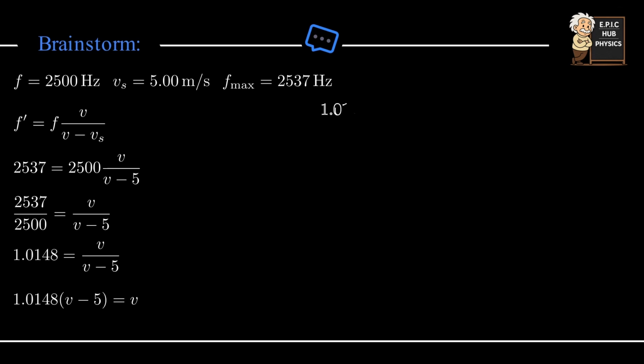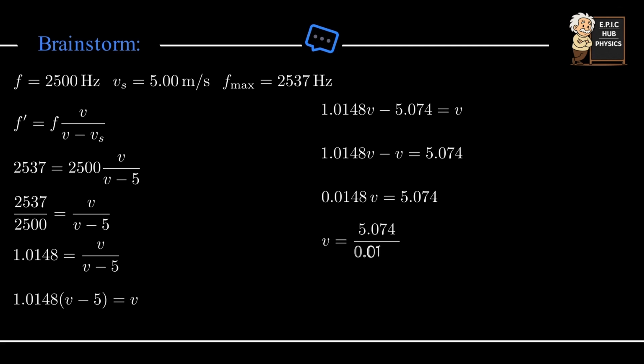Now we expand the bracket. Multiplying 1.0148 by v gives 1.0148v, and multiplying 1.0148 by negative 5 gives minus 5.074. So the equation becomes 1.0148v minus 5.074 equals v. Next, we collect the terms involving v on one side of the equation. Subtracting v from both sides gives 1.0148v minus v equals 5.074. This simplifies to 0.0148v equals 5.074. Now we solve for v by dividing both sides by 0.0148.